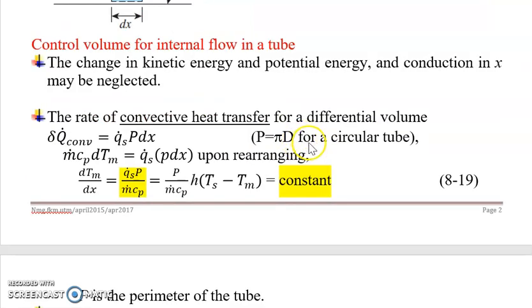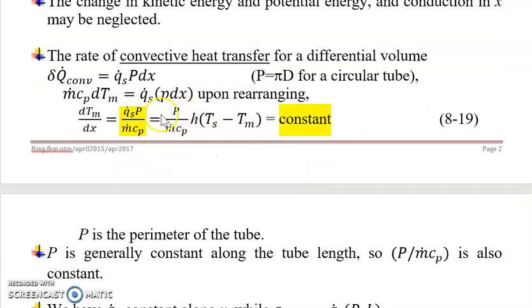Now, the rate of convective heat transfer for a differential control volume may be written here. Perimeter P is just pi d for a circular tube. And upon rearrangement, we get 819. Now, note that since the surface heat flux is constant, perimeter is constant, mass flow rate is constant, and we assume constant thermophysical properties, this whole thing, the rate of change of the mean temperature along the channel length, is constant.